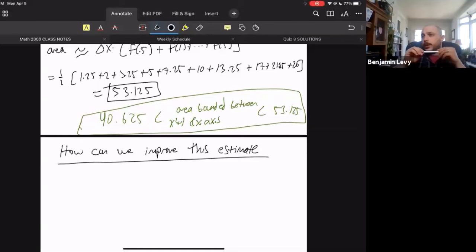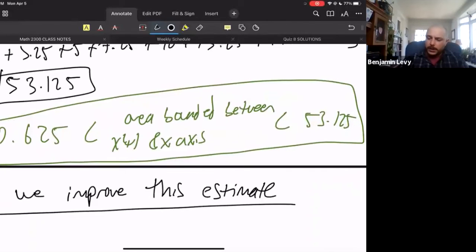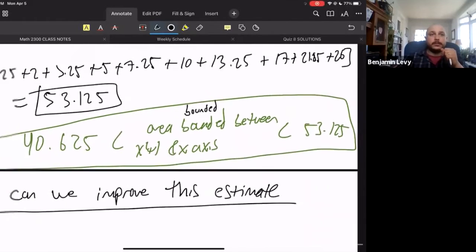Someone said, what's the word after area in the bottom thing? It says bounded. Yeah, I've got to work on it, when I get to the bottom of these pages, my hand slides off. Handwriting gets extra bad.